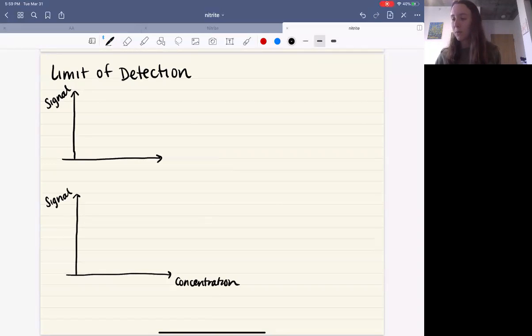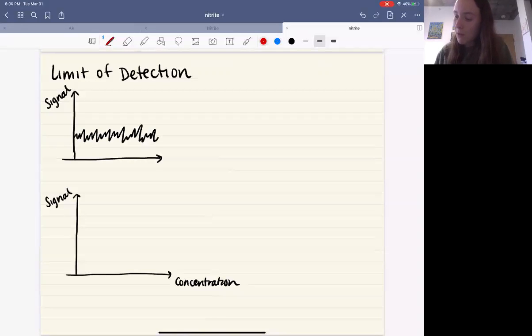So for example, let's say we run a blank. We put plain DI water into our instrument. What is it reading? Remember, on a UV visible spectrophotometer, the detector is a photomultiplier tube, so it's constantly being hit by photons and having some detection reading. So say, for example, we run a blank through and it reads something like this. Okay, there's a little bit of noise there always.